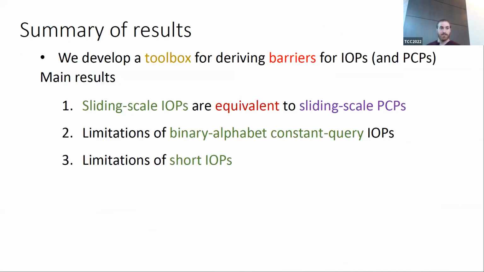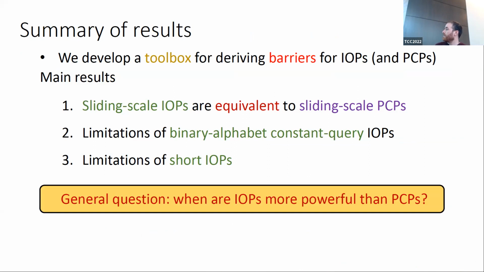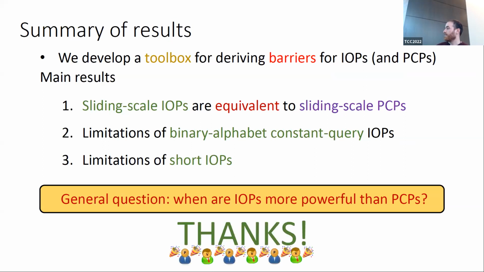So just as a summary, we developed a toolbox for deriving barriers for IOPs. We showed that sliding scale IOPs are essentially equivalent to sliding scale PCPs. We showed limitations of binary alphabet constant query IOPs and limitations of short IOPs. And just as a general question raised by this paper and other papers, when are IOPs more powerful than PCPs? When does interaction really give you more power? It's just a good general question. All right, thank you.